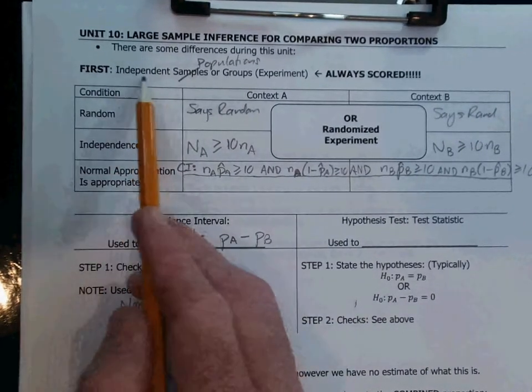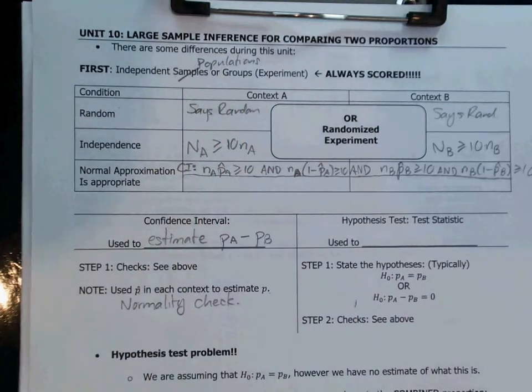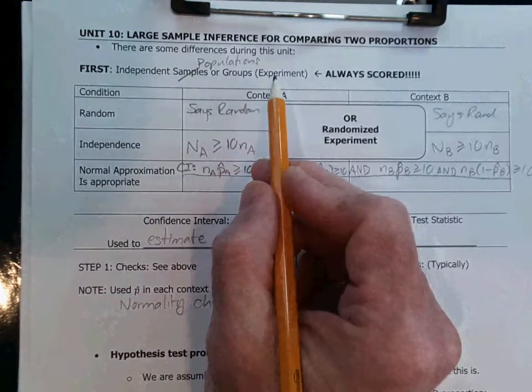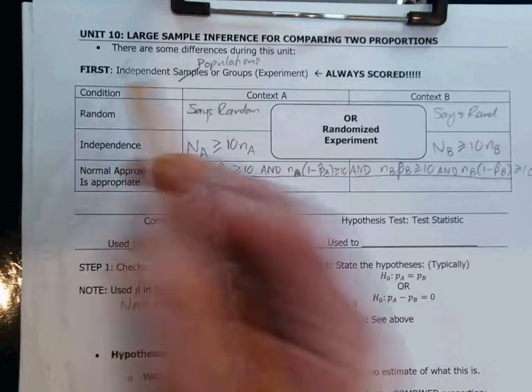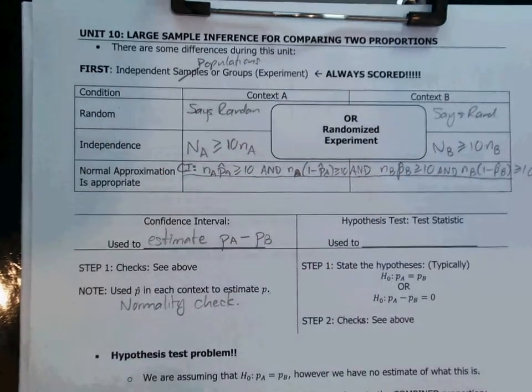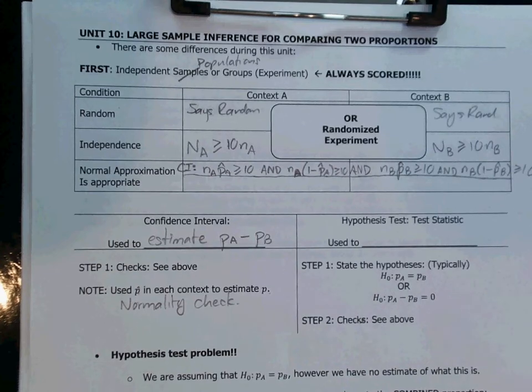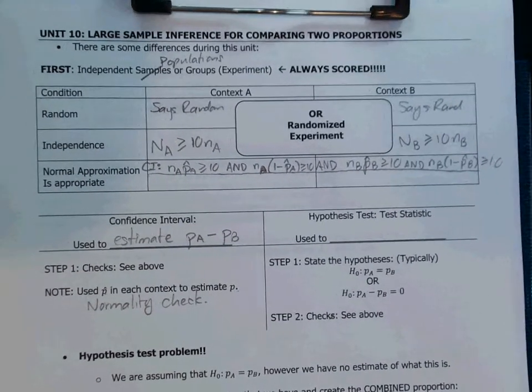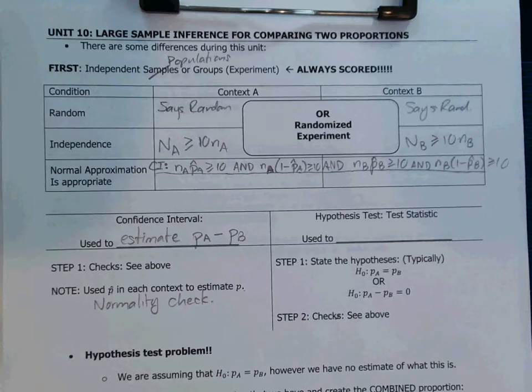You have two independent populations or groups. So you must first check, do you have independent populations or groups? If you have an experiment, this condition is met as well as the next one. But this is a check, it's always scored. Actually, all of these now are always scored. And for me, they were always scored anyway.